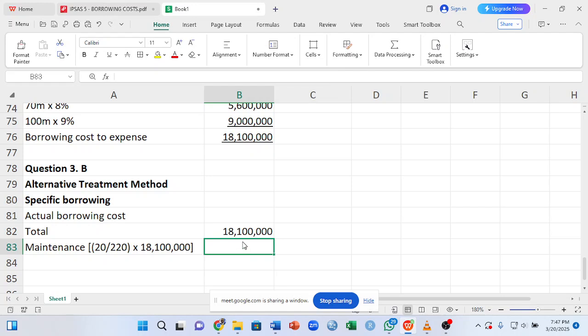What will you get? 1.64... 5.4, 5.4, 5.4... 0.5 again.